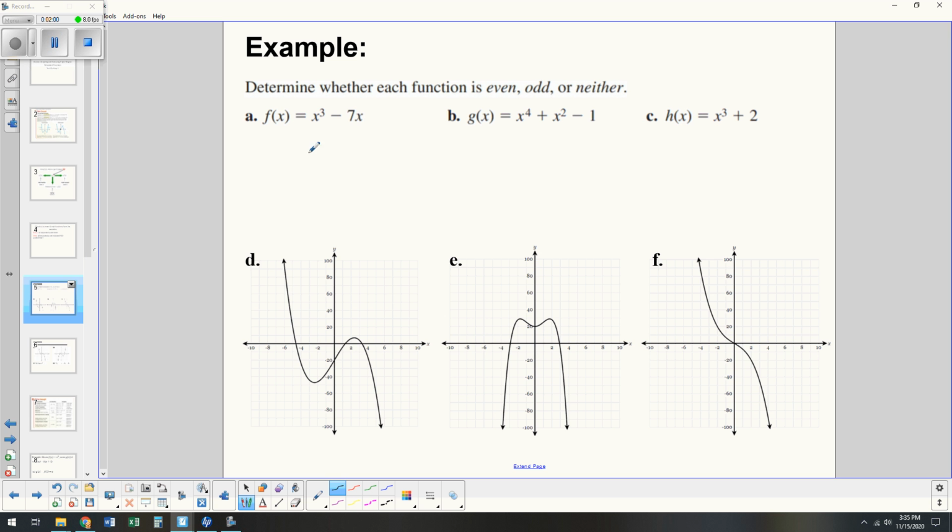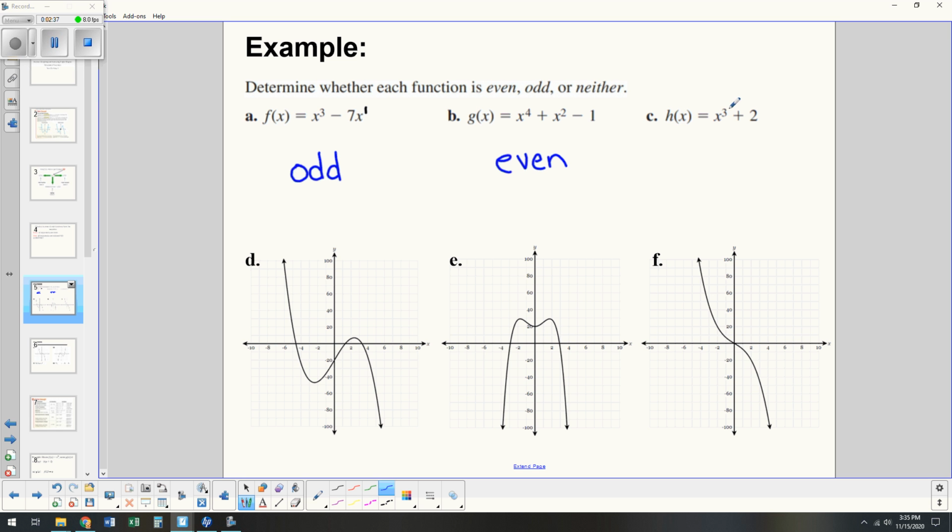If I look at A, I have a power of 3 and I have a power of 1, right? Even though they don't say it, it's a power of 1 there. So those are both odd powers and there is no constant term. So this function is odd. When I look at B, I have a power of 4 and a power of 2. Those are both even. This is irrelevant, right? That's really a power of 0, which I can call kind of even. But 4 and 2 are both even, so this function is even.